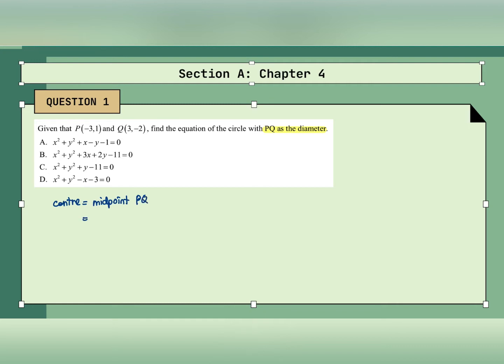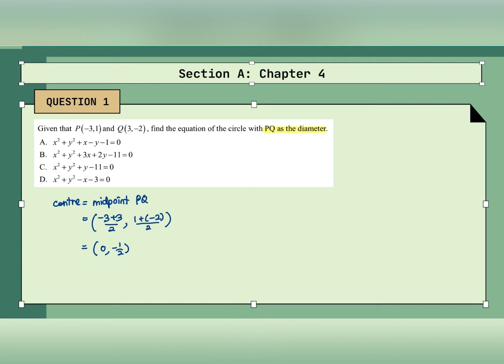So macam mana nak cari midpoint? Tambahkan kedua-dua koordinat ini, bahagikan dengan 2. So negative 3 plus 3 divided by 2 and 1 plus with negative 2 divided by 2. Okay, so here we have negative 3 plus 3 will be 0. And then 1 minus 2 is negative 1. So negative 1 over 2. So this is our center.